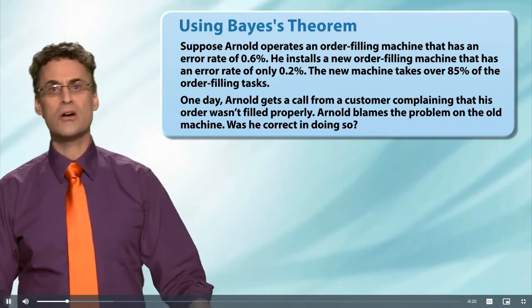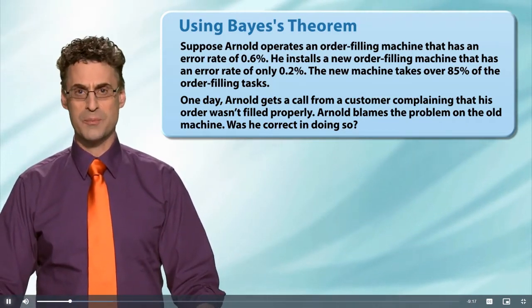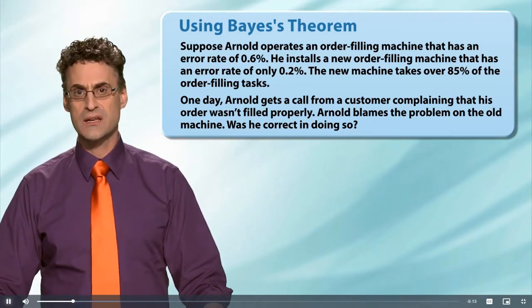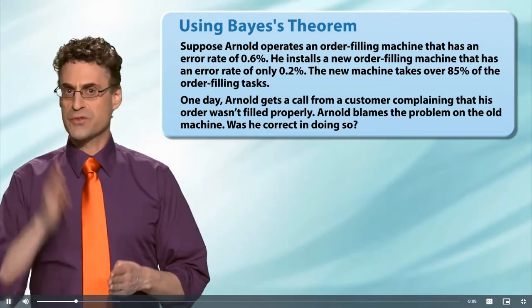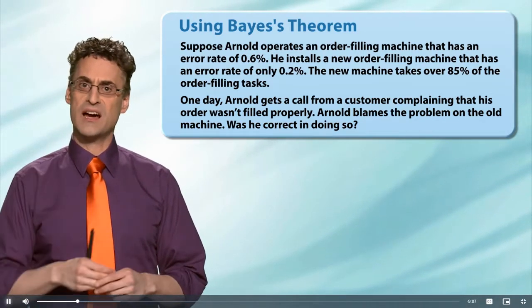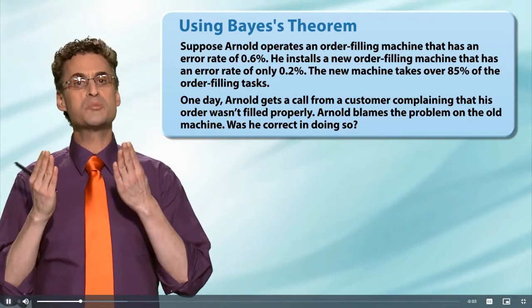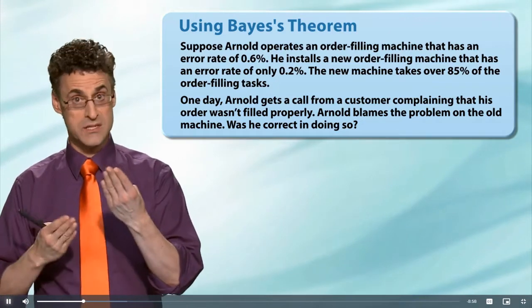Now, one day, Arnold gets a call from a customer complaining that his order wasn't filled properly. Arnold blames the problem on the old machine. Was he correct in doing so? Well, we're not going to be able to answer this question for absolute certainty because we can't go back in time and see which of the machines, the old one or the new one, actually filled the order. But we can use probability to say what we think is more likely than not.